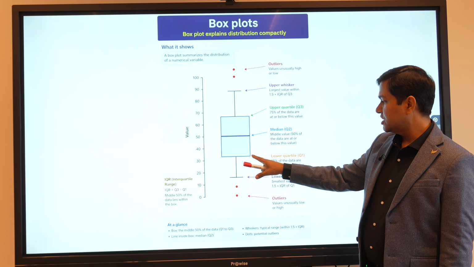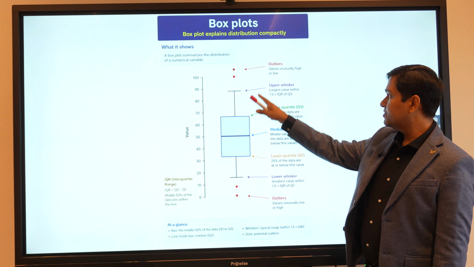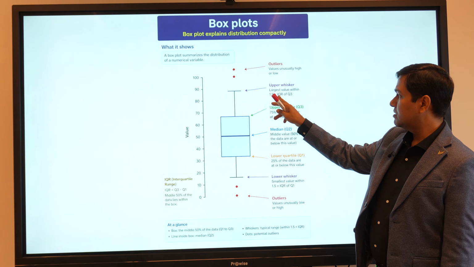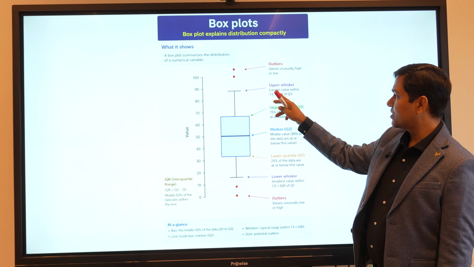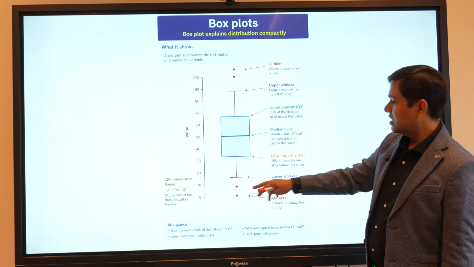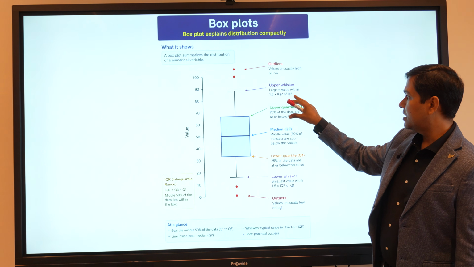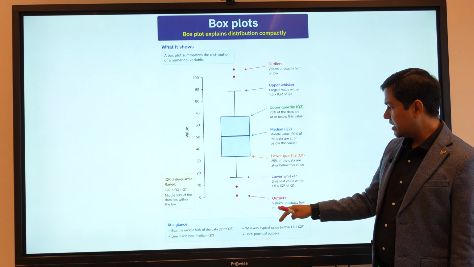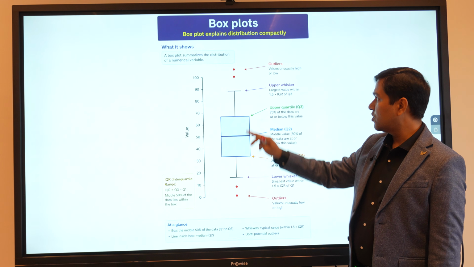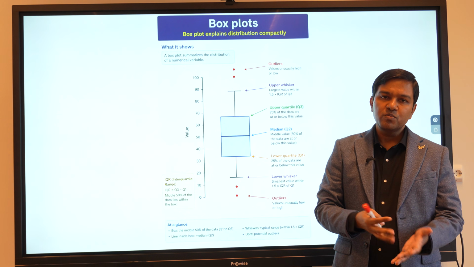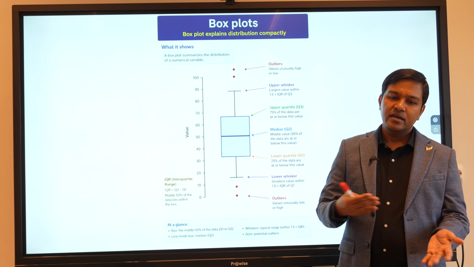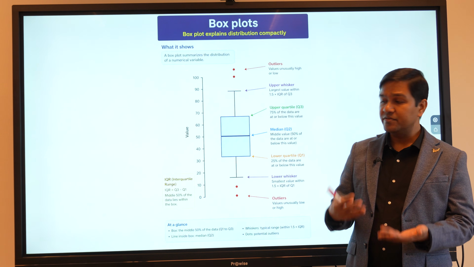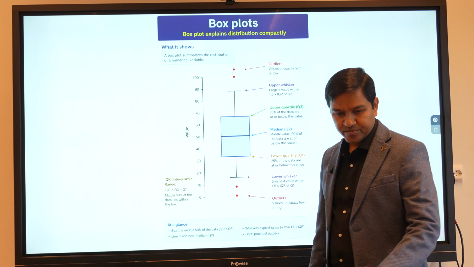is the lower quartile Q1, and there are lower whiskers and upper whiskers. These whiskers are estimated as 1.5 times the interquartile range, Q3 minus Q1, from Q3. So anything outside, we can say that these are outliers, these are outliers. So the box plot is quite helpful in visualizing the data, and also in explaining different purposes and different use cases.